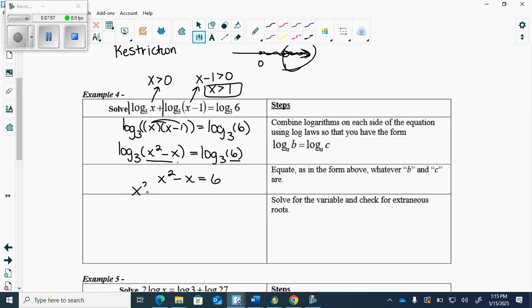Do that. x squared minus x minus 6 equals 0. x minus 3, x plus 2. So x equals negative 3. What's the problem with that? Doesn't fit our restriction, so it is rejected, and we have to write a statement.